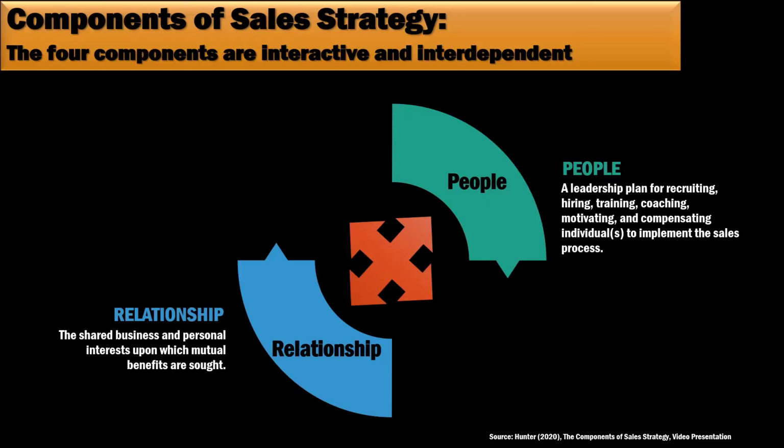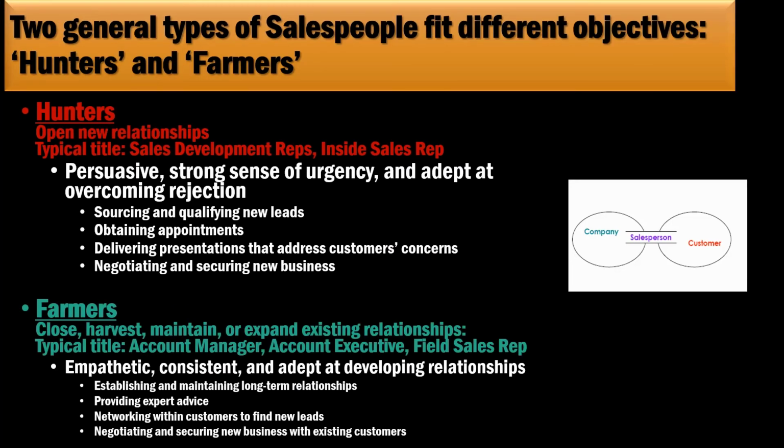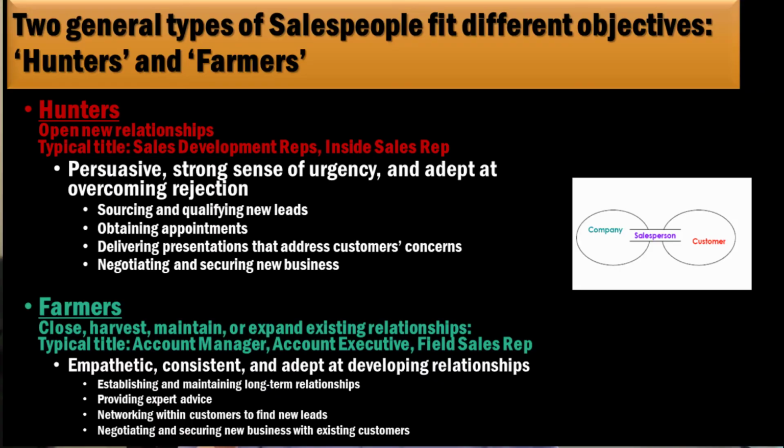So thinking about that interactive and interdependent nature of the four components becomes important. For example, when you think about different types of people, one of the first thoughts that sales managers or sales organizations might have is that there are really two types of people, and you may have personality dispositions that fit better with one of these types of roles. The roles are like hunters. The roles are farmers.